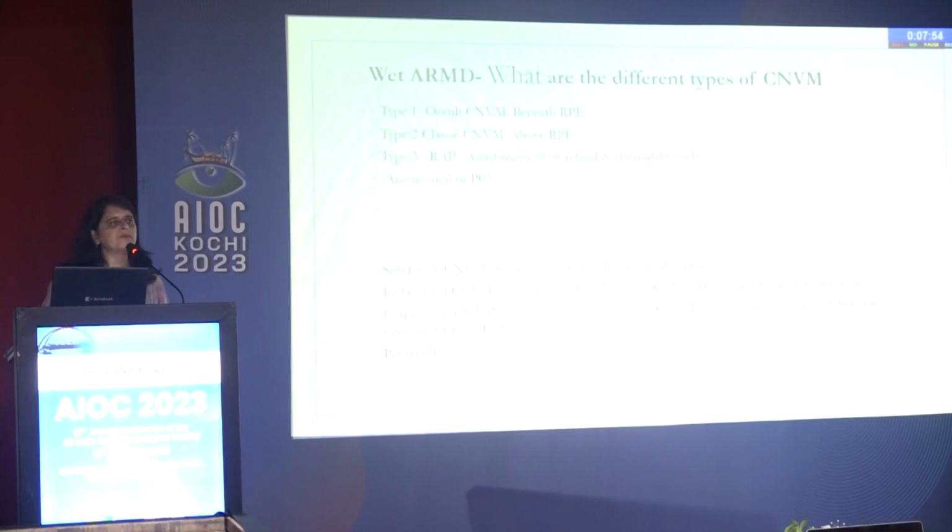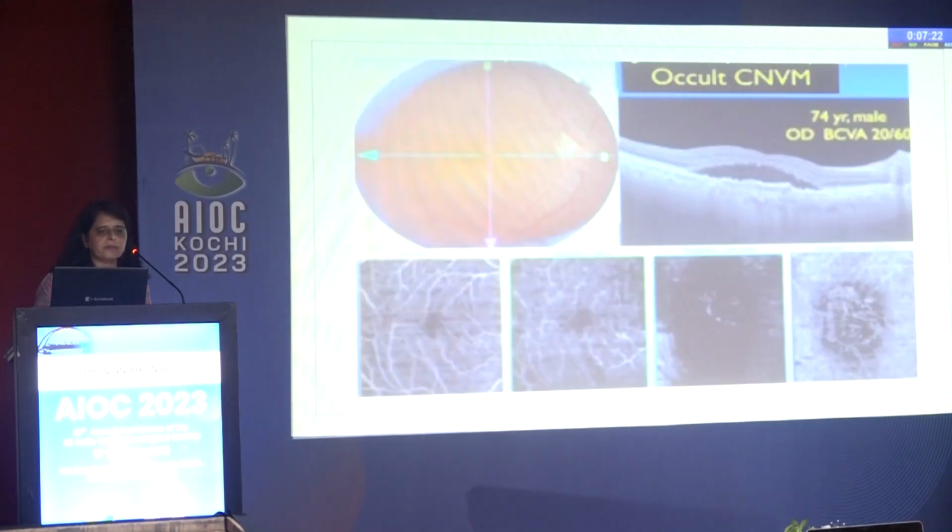So what are the different types of CNVMs? Type 1 is the occult CNVM that occurs beneath the RPE. Second is the classic CNVM, which is above the RPE. It is also called type 2 CNV. Type 3 is the retinal angiomatous proliferation, where anastomosis occurs between retinal and choroidal vessels, also called aneurysmal type or PCV, polypoidal choroidal vasculopathy. According to the position, it can be subfoveal, juxtafoveal, extrafoveal, or peripapillary.